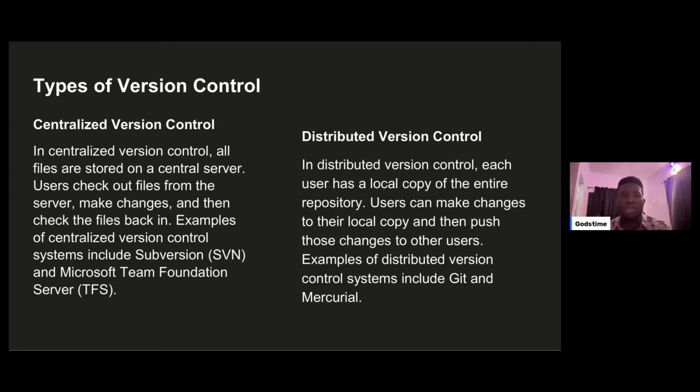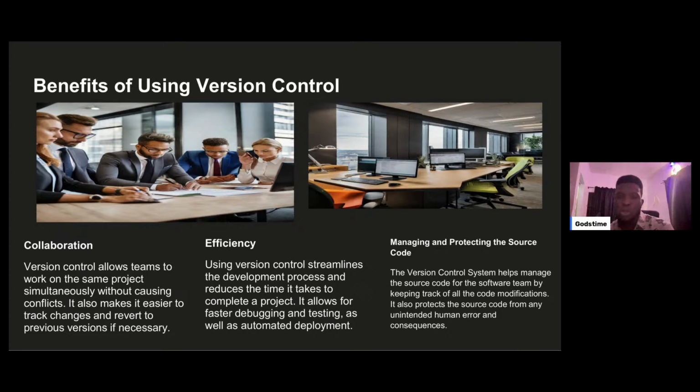So examples of distributed version control, like I mentioned, are Git and Mercurial. There are other types, but Git is the most popular type of version control. So the benefit of using version control, like we've seen from the definition, is that version control allows teams to work on the same project simultaneously without causing conflict.